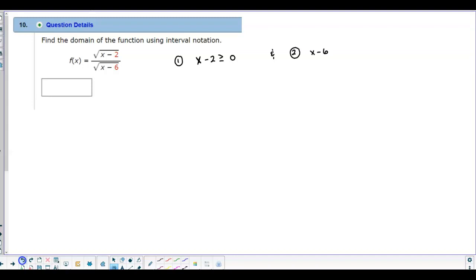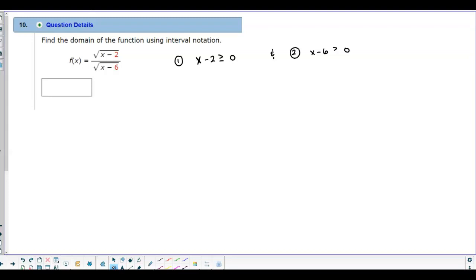Okay? Now, we've seen up until this point that with a radical, the expression under the radical can be greater than or equal to 0. But in this scenario, this is in the denominator. So we cannot say that it's equal to 0. So we have to erase the equal part of that because it would make the denominator 0, and we can't do that. So in a denominator, the expression has to be x minus 6 is greater than 0.